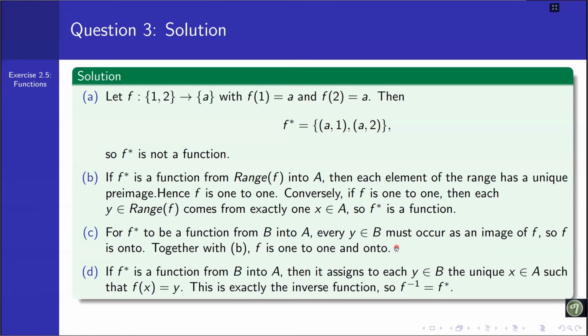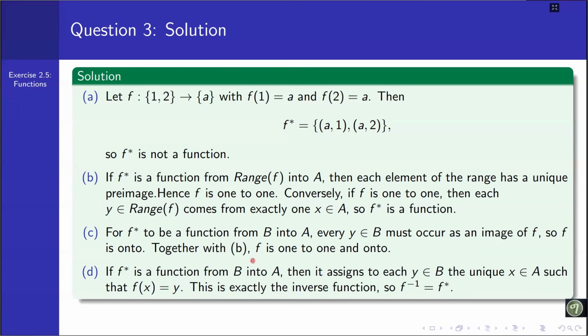And lastly, if f star is a function from B into A, then it assigns to each y, an element of B, the unique x, an element of A, such that f of x is equal to y. This is exactly the inverse function, so f inverse and f star become identical, or simply the same.